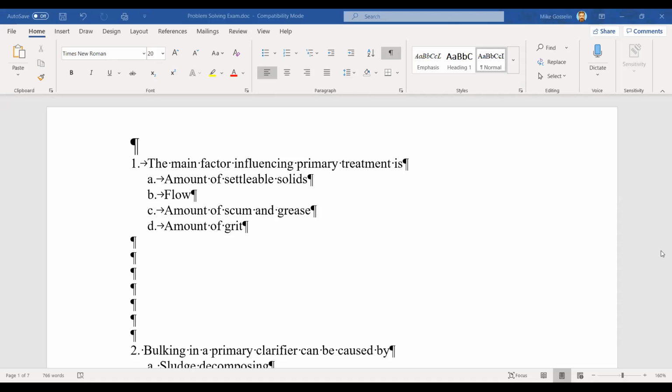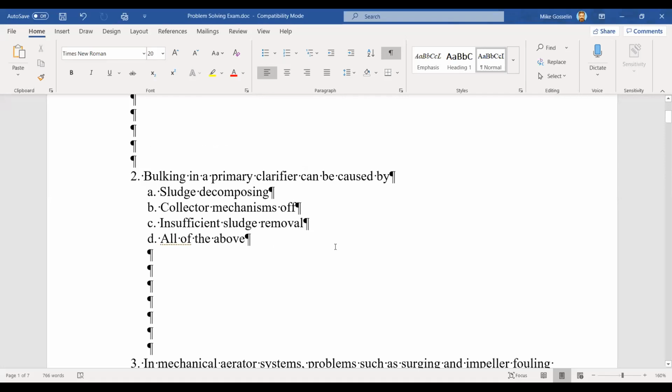I know it's early, but somebody's got to take a guess. Flow, B, 100% correct. Yeah. This is a really good example of a question. A lot of those, or almost all of those things, affect primary treatment for sure. But when the question says, what's the main factor, it would be flow. So good answer.